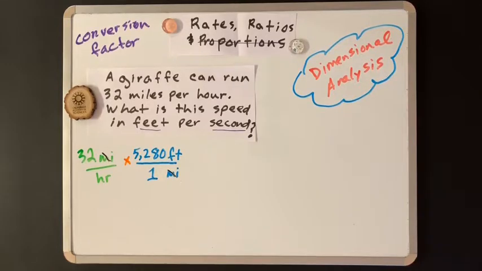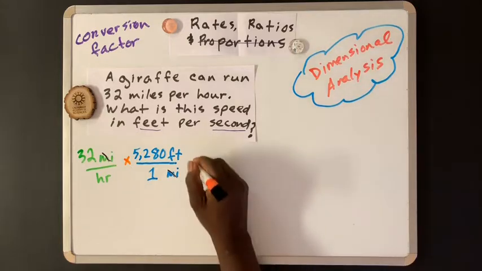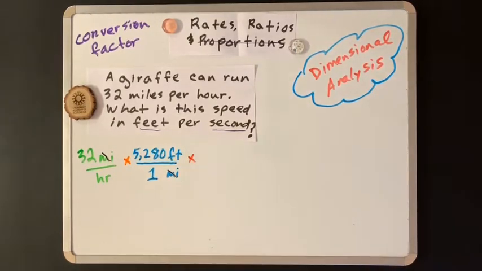So I've already done the math to convert miles to feet, but now we need to convert hours to seconds. Let's first go from hours to minutes, and then from minutes to seconds. See? Don't just start doing things. Know where you're going before you do it. So we're going to go from hours to minutes first, okay?